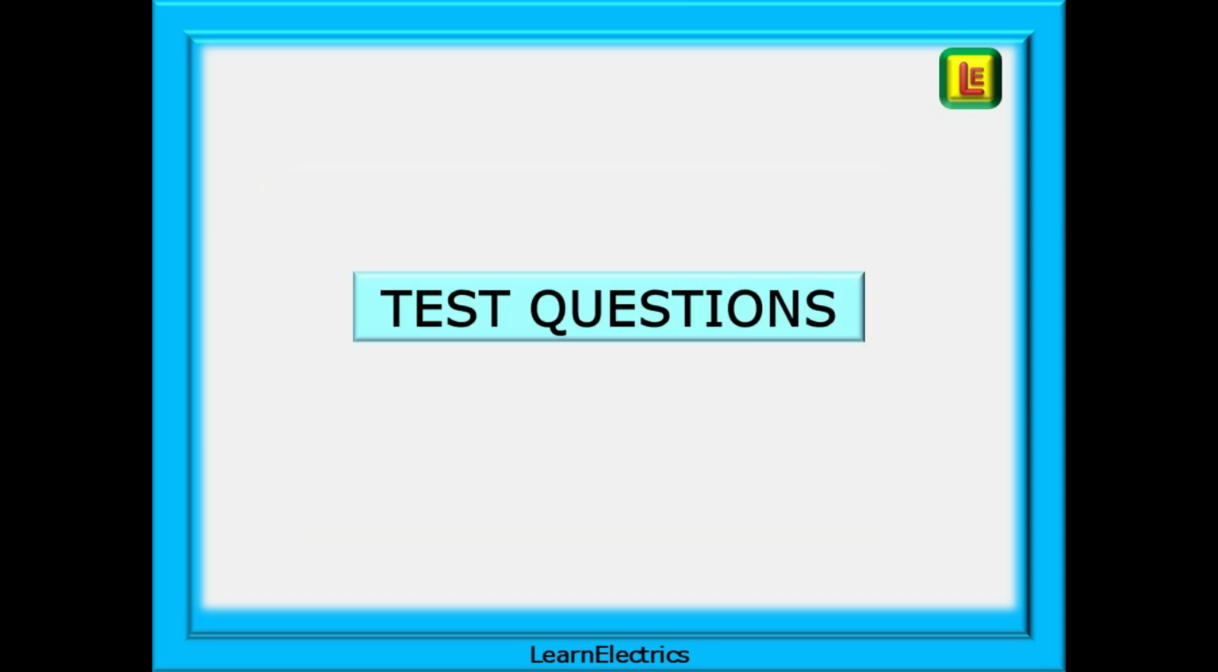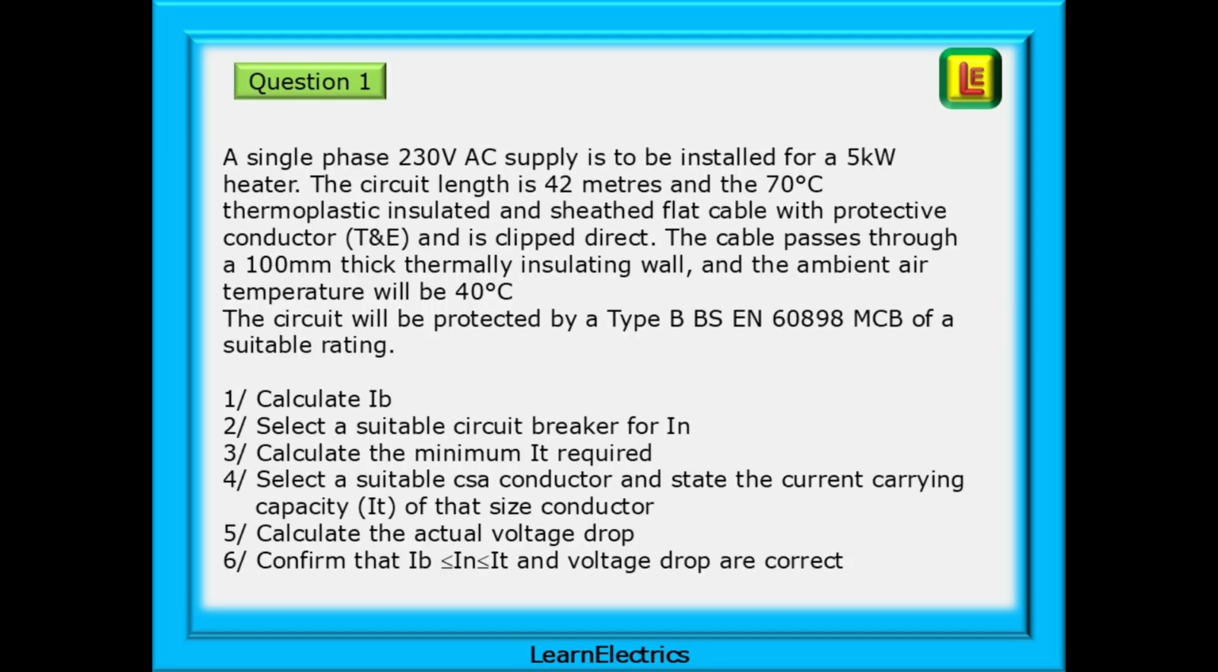3 test questions to try yourself. Take your time with them and understand each step. Pause the video on each slide and attempt an answer. The answers to each question will be on the slide following each question. This is question number 1. Read the question carefully, make notes as required, and work through each of the 6 steps shown below the question. Follow the steps in order shown, and the answers are on the next slide. Pause the video and find the answers.